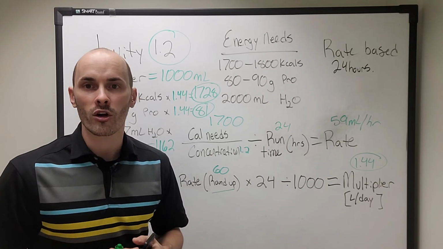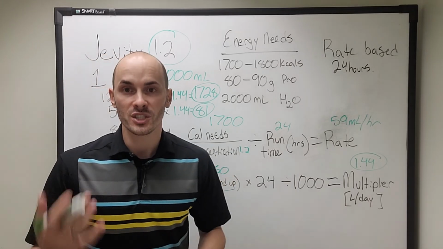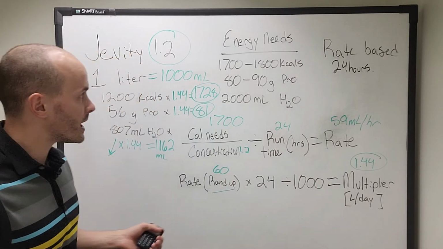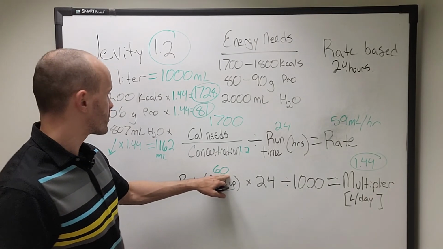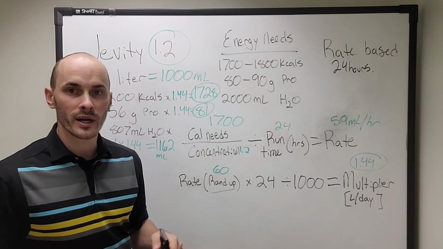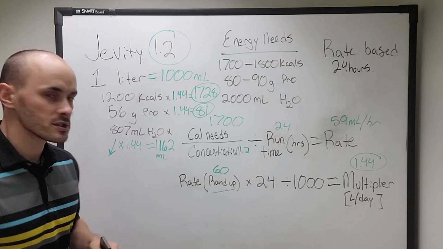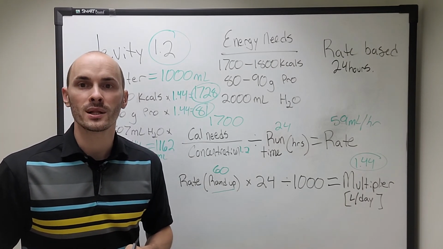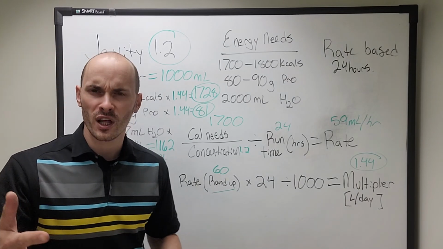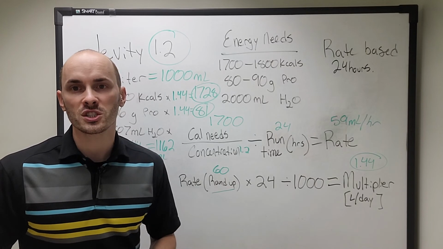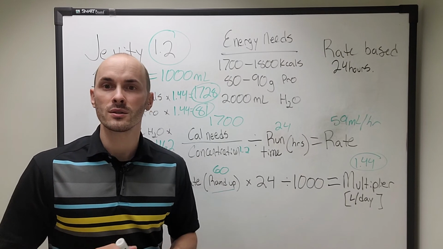So the way that our note will read in the electronic health record is recommend Jevity 1.2 at goal rate of 60 mils per hour to provide 1,728 calories, 81 grams of protein, and 1,162 milliliters of water. Now, there's a couple different ways we can do our flushes, because remember, every nutrition support regimen has to have flushes to keep that feeding tube open.